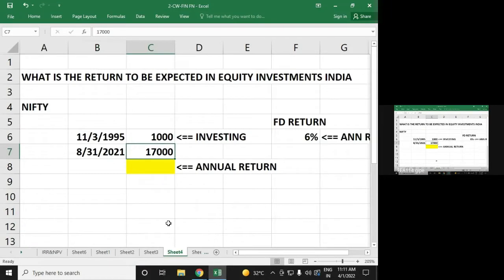Let's apply a couple of examples and then we will close. General question: what is the return expected in stock markets investing in India? So we will use Nifty as a benchmark.